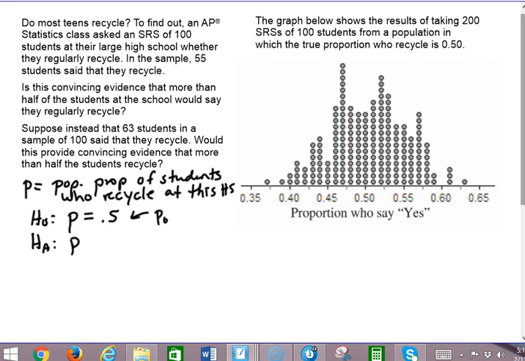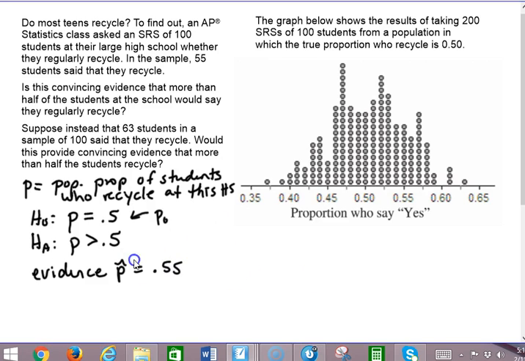The alternate hypothesis is that more than 50% recycle. So we're going to say p greater than 0.5. Now, the evidence we have so far is one sample where the proportion is 0.55, 55 out of 100. So the question is, is 55% enough evidence? Is that far enough away from 50% for us to say that the alternate hypothesis is true?